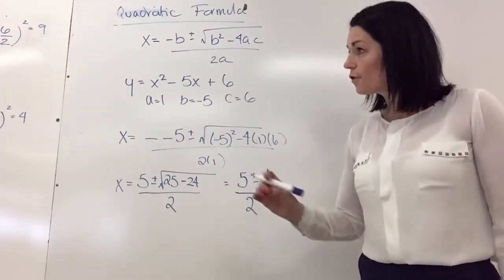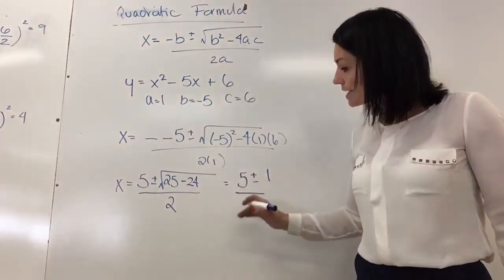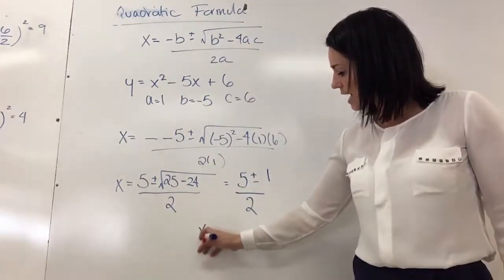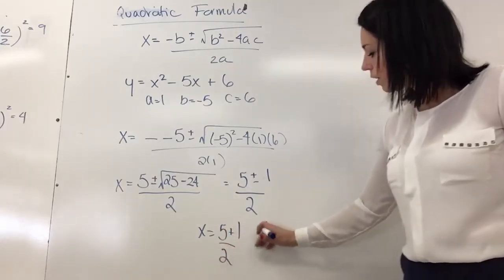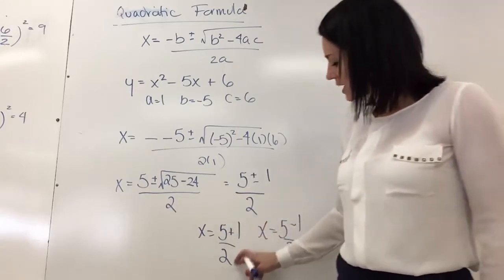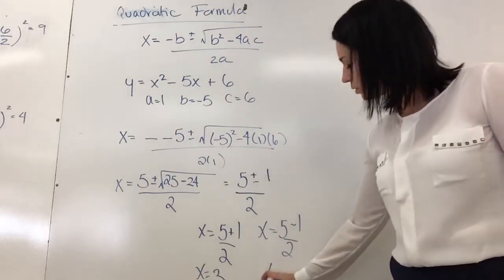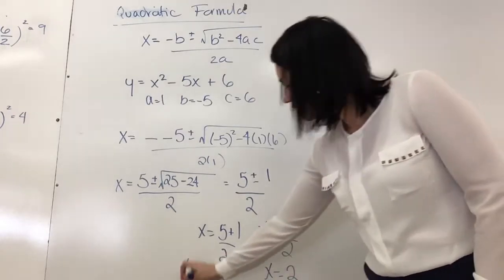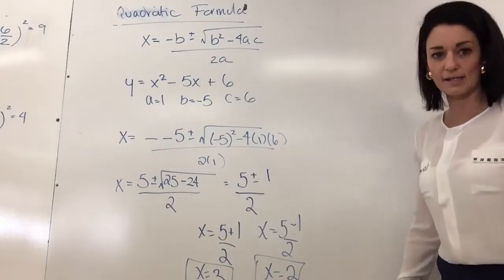Now the quadratic formula is set up to give you two possible answers, so I'm going to split my answers. Either x equals 5 plus 1 over 2 or x equals 5 minus 1 over 2. 5 plus 1 is 6, divided by 2 is 3. 5 minus 1 is 4, divided by 2 is 2. So that's how I use the quadratic formula to get my two x-intercepts.